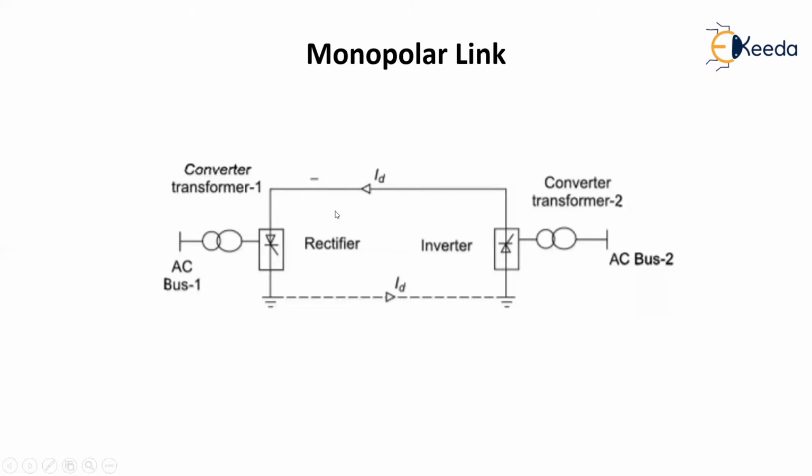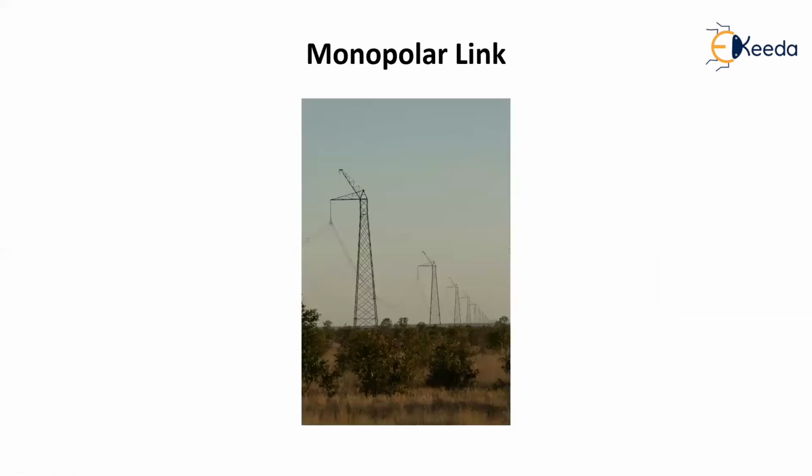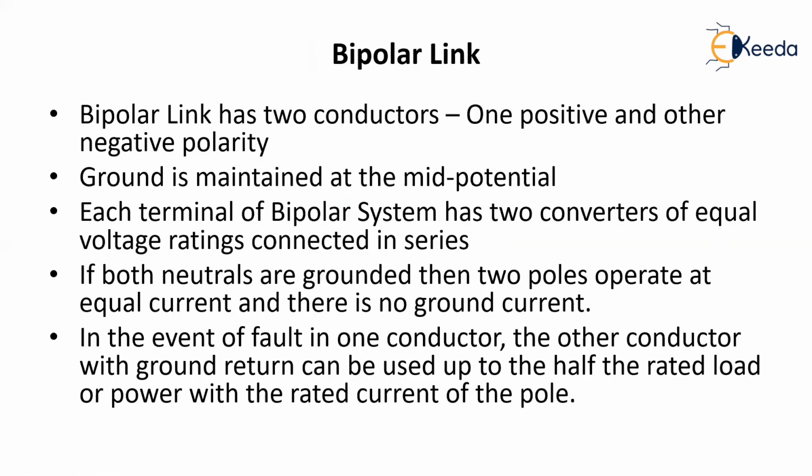In our country, India, we are using many bipolar links, which we will be discussing in the next class. Okay, so this is how a typical monopolar link will look like. This is not the exact picture. For the purpose of understanding, I have just given you this picture where we are using only one conductor as a conductor which transfers the current. The other one is the return conductor where ground is used as the return conductor.